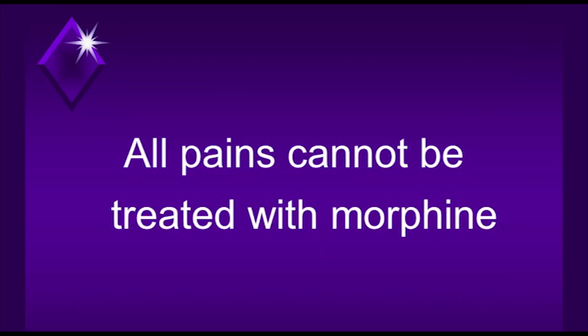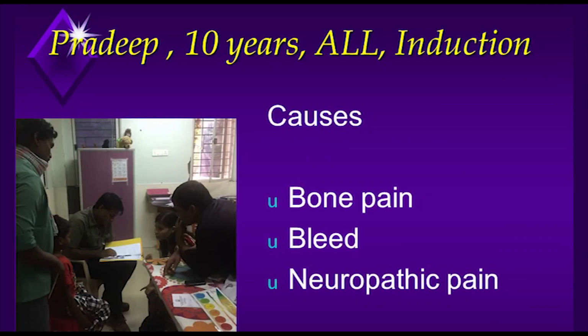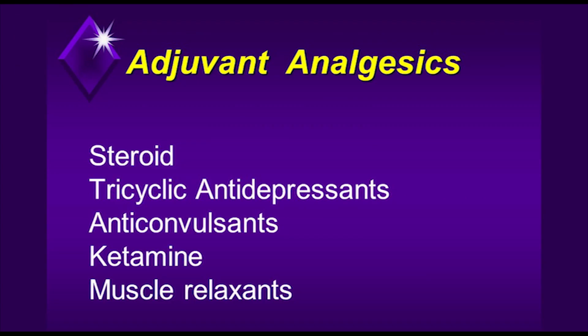All pain cannot be treated with morphine. You remember you said about neuropathic pain and bone pain. Then you need special medications, some other group, we call them adjuvant medications. So it's not always morphine. You may have to combine morphine with some other medications. Suppose the patient has inflammation, you have to have anti-inflammatory medication. Spasm, you have to have muscle relaxants.